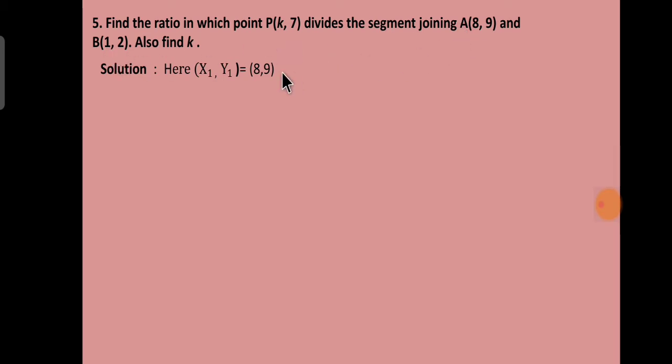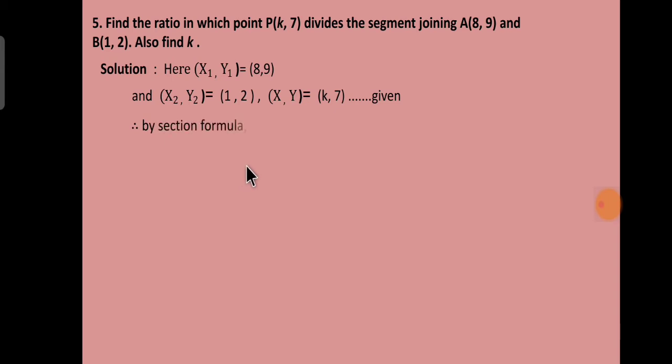A is the first point. That's why x1, y1 is equal to 8, 9, and the second point B, that means x2, y2 is equal to 1, 2. And here x, y means P divides the segment AB, and the coordinates of P are x, y. The coordinates of P, x, y, is equal to K, 7, we have given.